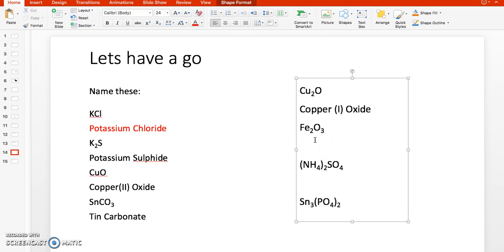The next example is Fe2O3. So Fe2O3 would be iron oxide, and we have to describe the charge that the iron has. So we know that the oxide has a -2 charge. We're timesing that by 3 to make a total of -6. We have to balance that -6 out with the charge on the iron. We have 2 ions to make a total of 6, therefore it must be iron 3 oxide.